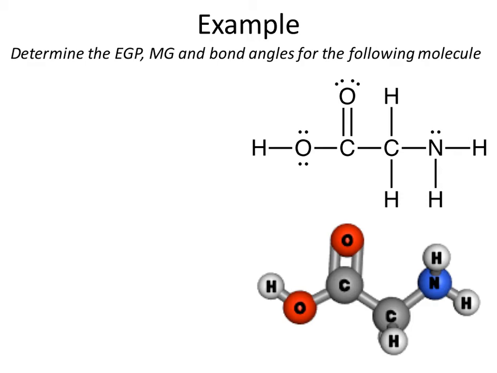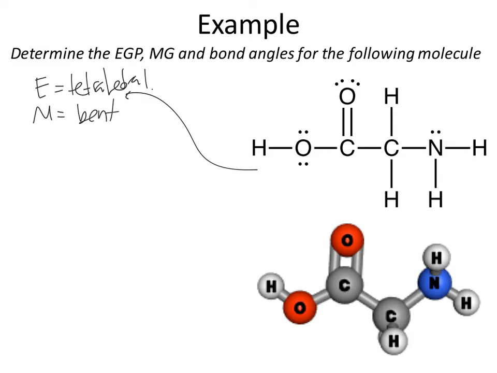If you look at this, oxygen here has 1, 2, 3, 4. So its EPG is going to be, I'm just going to do this over here, tetrahedral. And its MG is going to be bent because it has 2 lone pairs. So that means that the bond angle between the oxygen and the carbon over here is going to be less than 109.5, which equates to about 104.5.